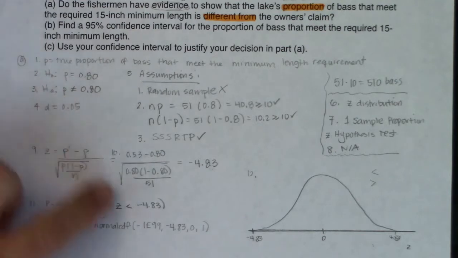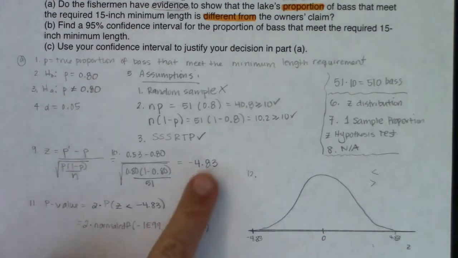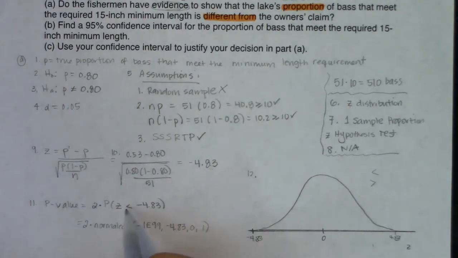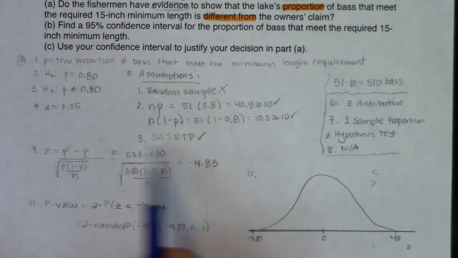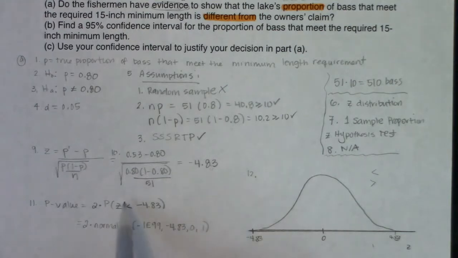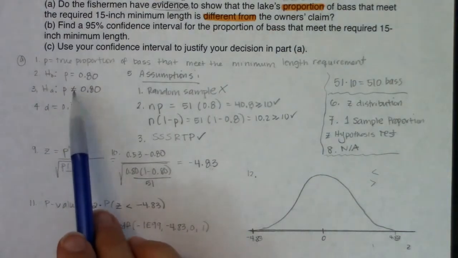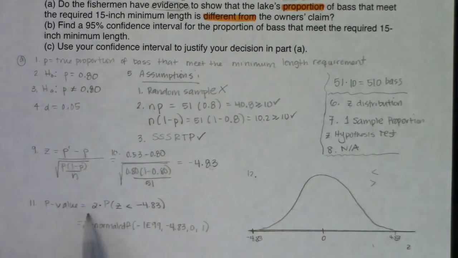And how you decide whether you have a less than or greater than symbol here is based on your test statistic. If it's negative, this would be less than. If for some reason I had crunched this and it was positive 4.83, this would have been a greater than. I still would have doubled it for symmetry because it's two-sided. Two-sided tests have a 2 over here. All right, so let's see what this number is equal to.